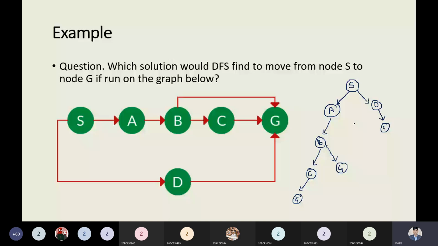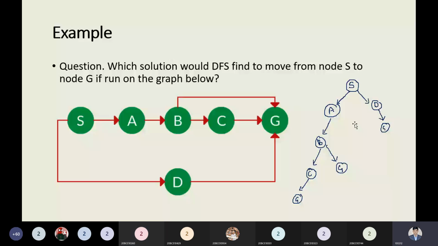So the question we have: which solution would DFS find to move from S to G if run on the graph below, as you can see? I need your input. What is your understanding over here? What would the solutions be? Just the possible paths. Sir, S to D and to G.